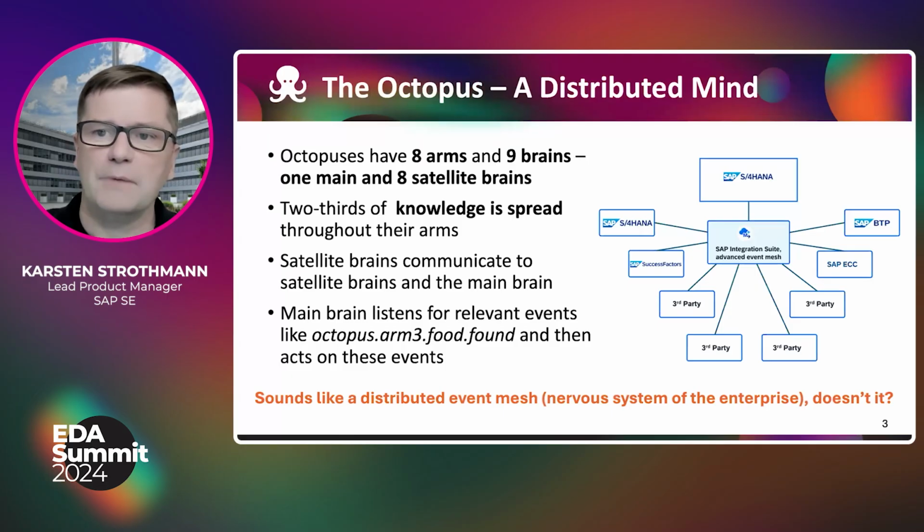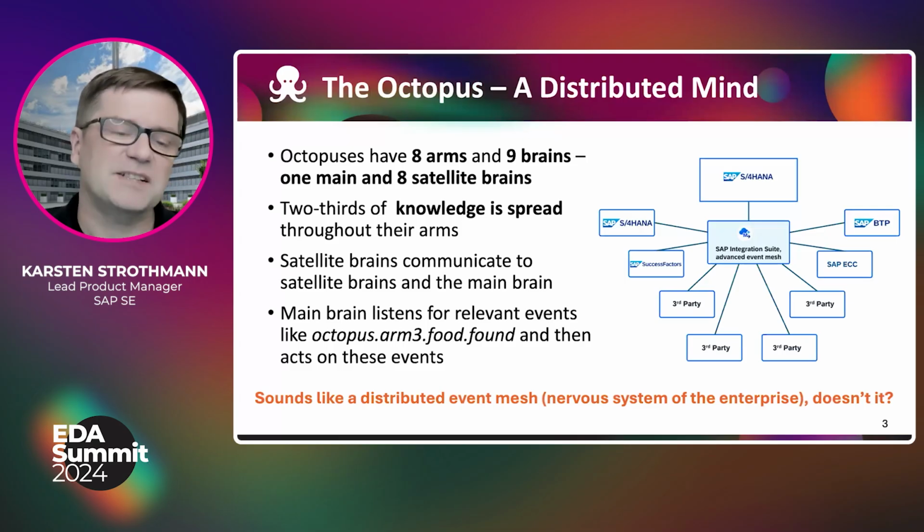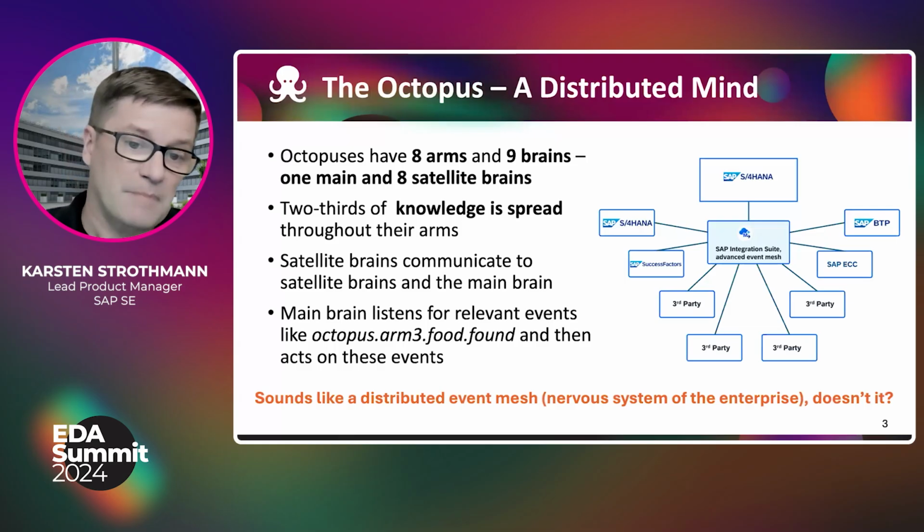I would like to get started with a look at a sea animal actually, an octopus. Why? Because it's a very interesting animal. It has 8 arms and 9 brains. Might be that a lot of you didn't know that before. The octopus has a main brain and 8 satellite brains. And actually the main part of the knowledge of that octopus is spread throughout the arms. These satellite brains communicate to the main brain and they communicate to each other.